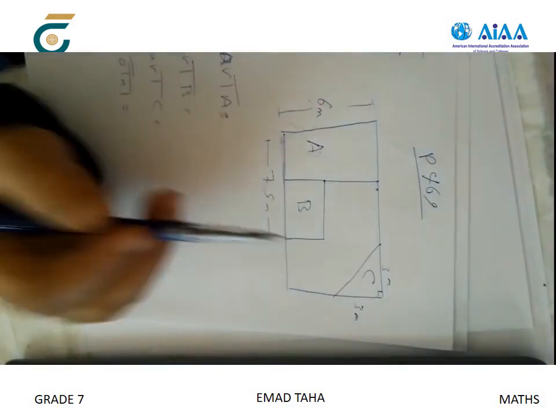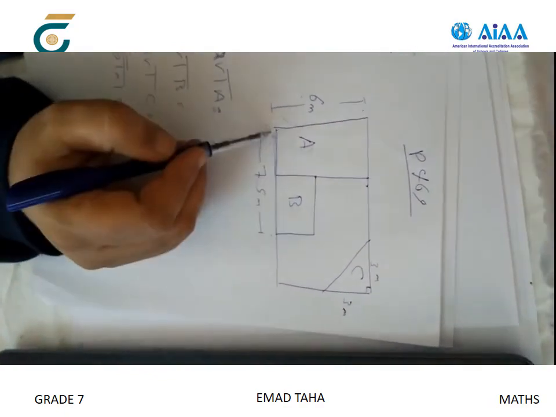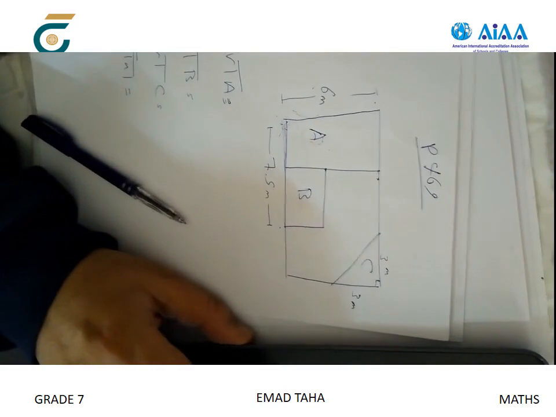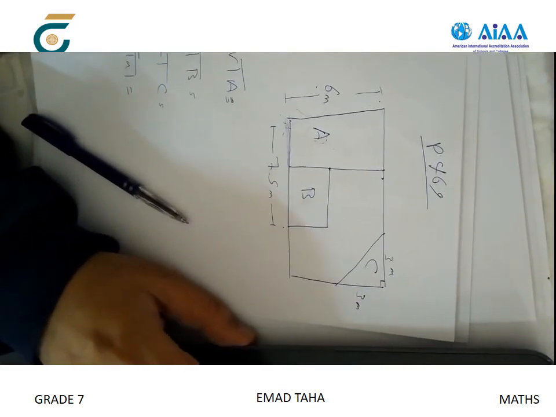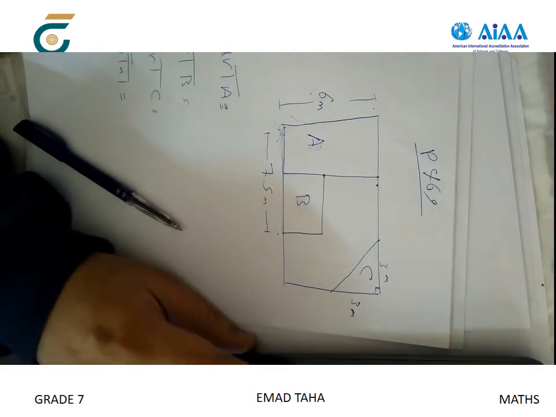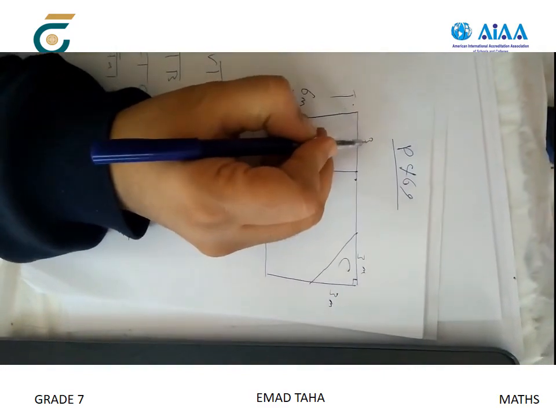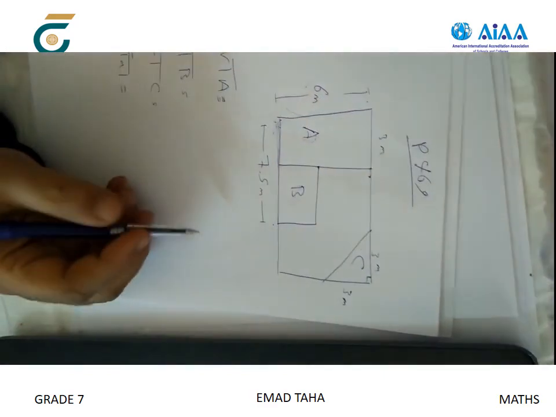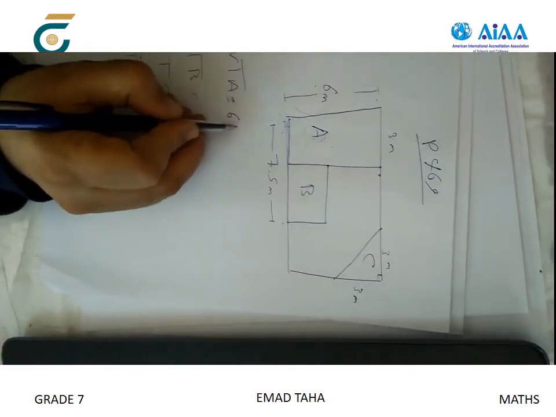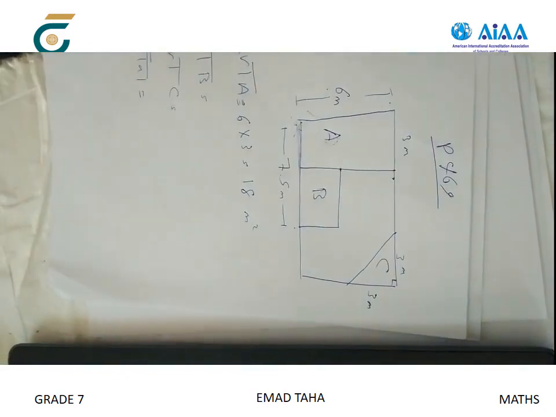And here, what is the distance here? To find this one, I'm missing something, wait a minute. Yes, we have here 3 meters. So the width equals 3. So the area equals 6 times 3 equals 18 square meters.